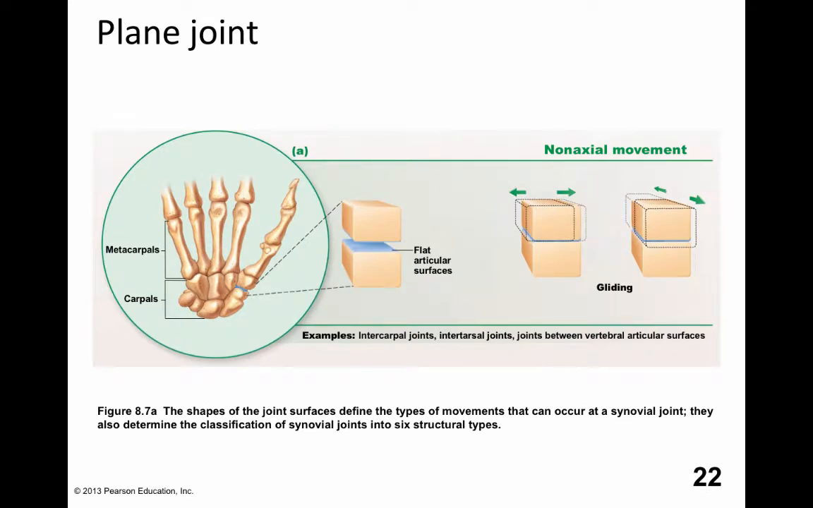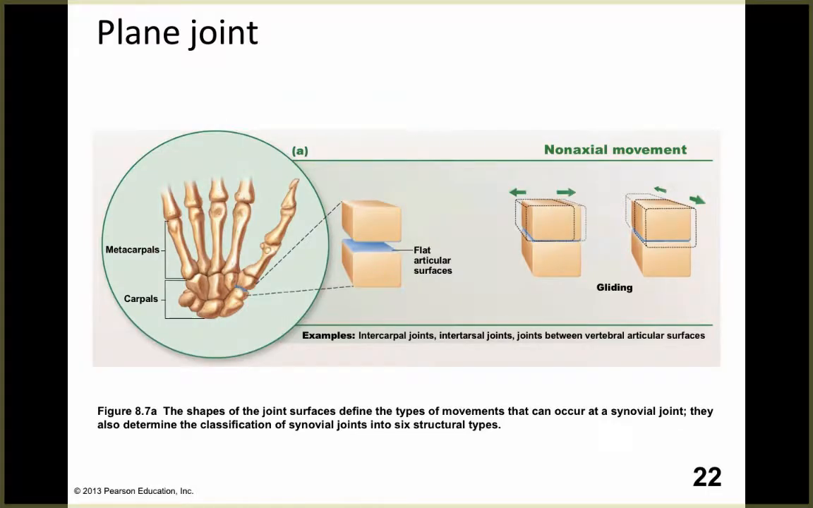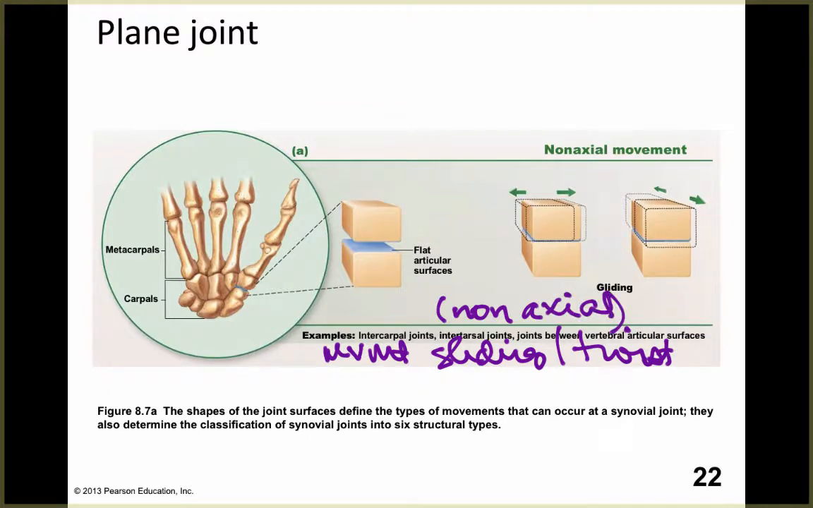So the plane joints here are basically articulating surfaces that are near flat. The movement that you'll expect here is sliding or twisting, right? And this means that it is non-axial. And you can find these basically in the carpals, as you can see here, or the tarsals.